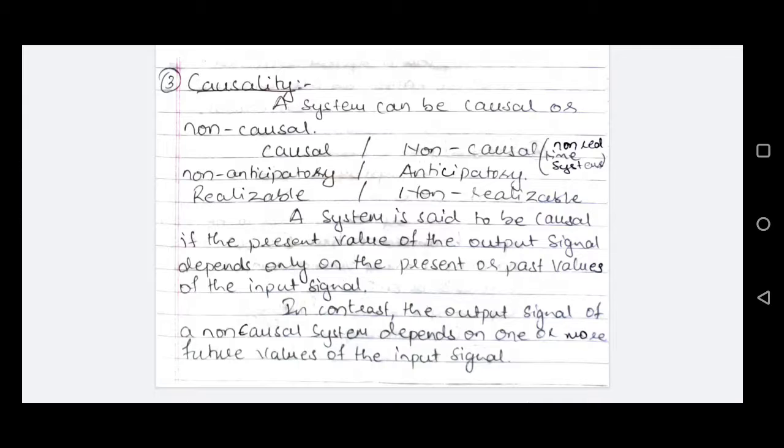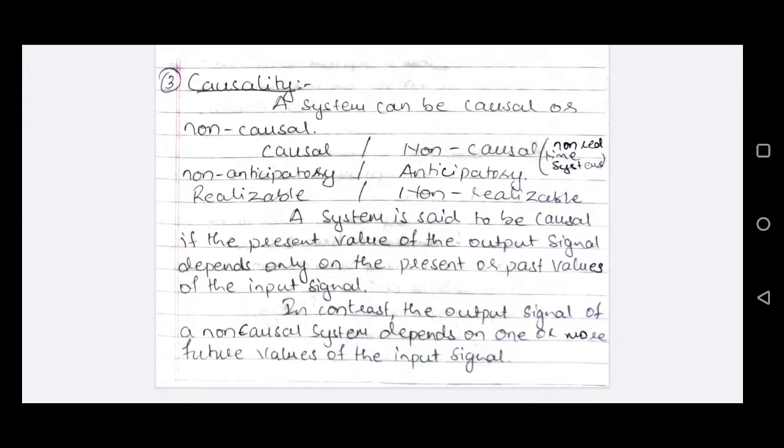But for causal systems, output of the system shall depend on either present value of the input or past value of the input. Then a system is said to be causal system. In contrast, if the output signal of the system depends on future values of the input, then a system is said to be non-causal system.